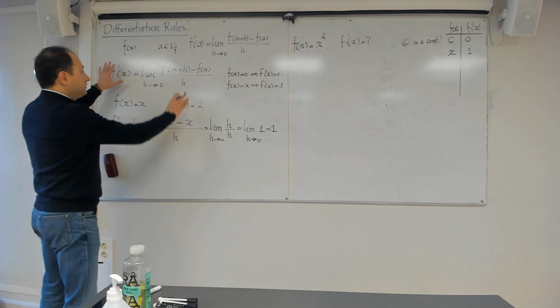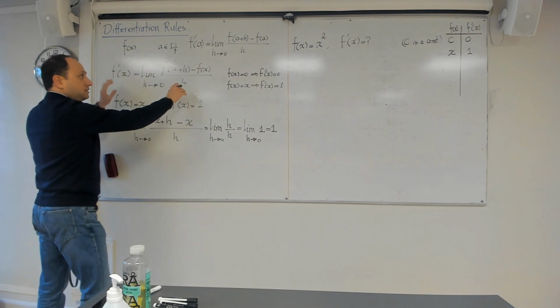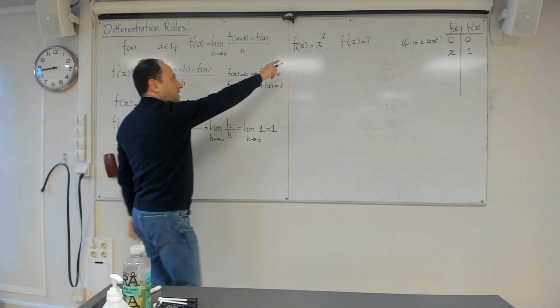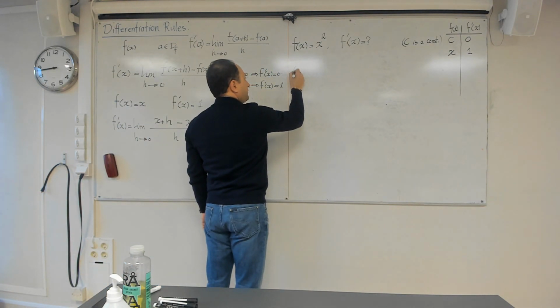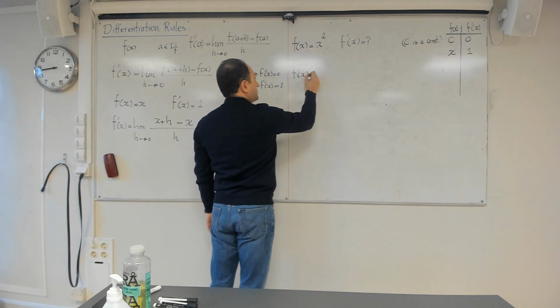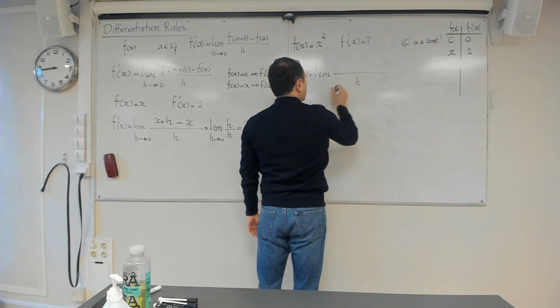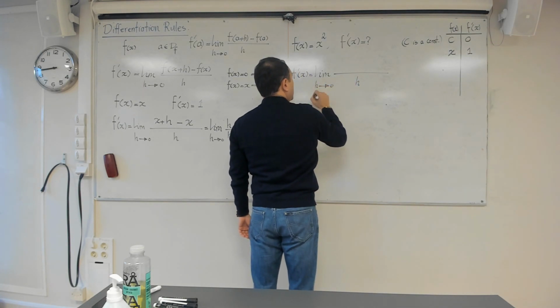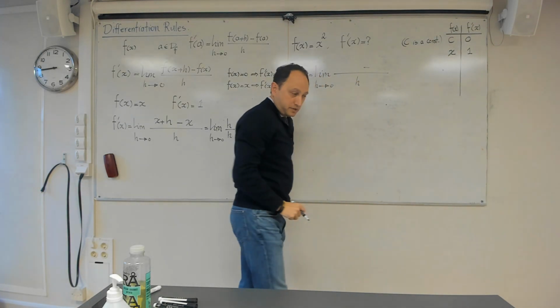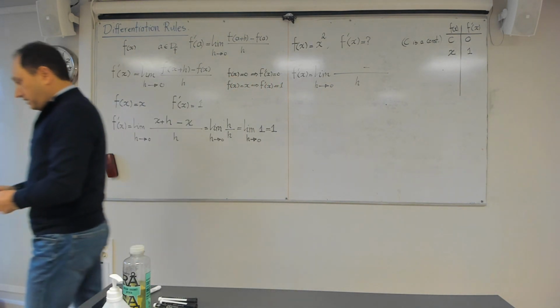Now let us think about this new problem. I have the formula here, so I don't rewrite it, but I will use the formula to calculate for this one. So f prime of x is equal to the limit, and then I have h goes to 0. Okay, now you can help me. So let me get rid of this.